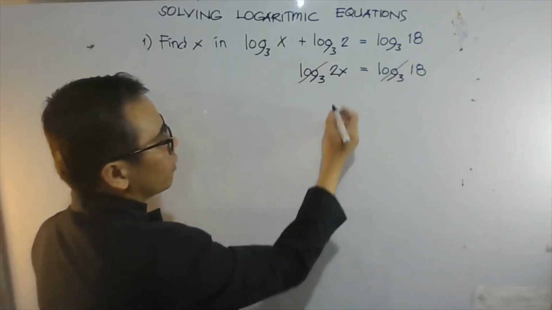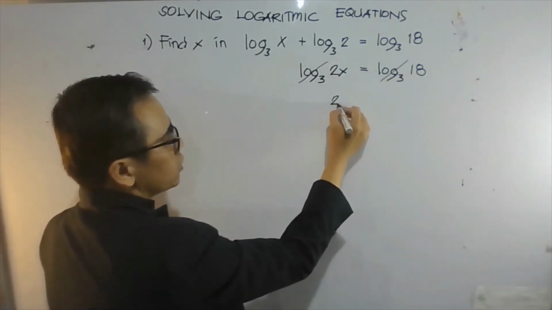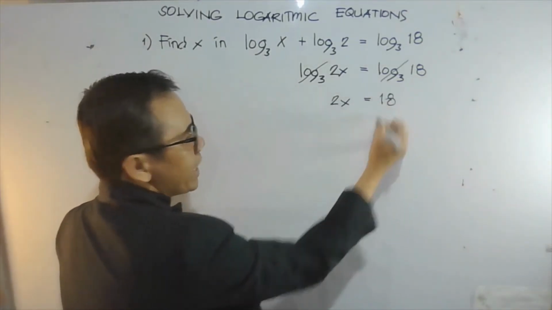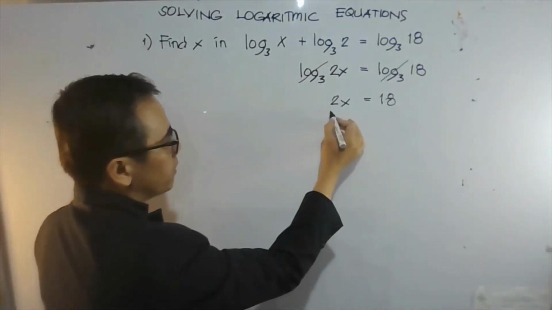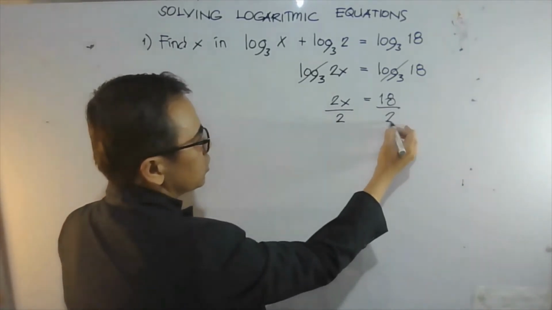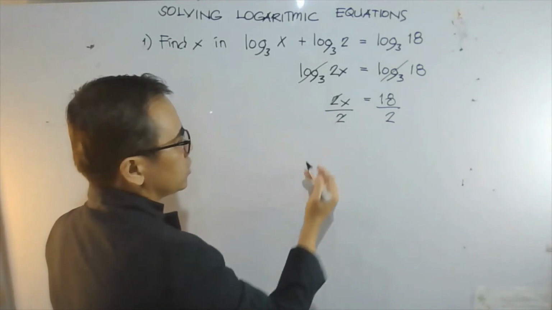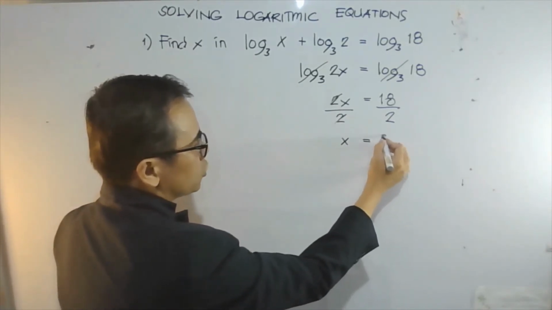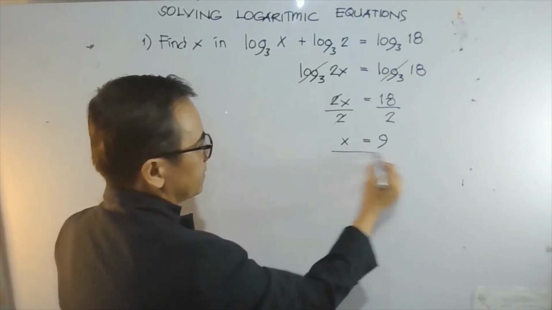So therefore, what remains? We have 2x is equal to 18. Dividing both sides by 2, let's eliminate 2. x now is equal to 9.